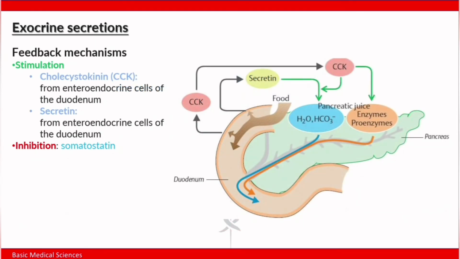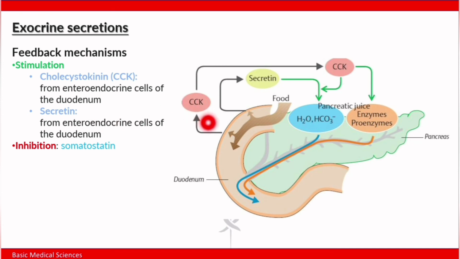Let's talk about the feedback mechanisms, that's regulation of the production of this pancreatic juice, right? So this pancreatic juice production is stimulated by two main hormones, cholecystokinin, CCK, and secretin, right? So cholecystokinin is produced by the enteroendocrine cells of the duodenum, the I cells, and secretin is produced again by the enteroendocrine cells from the duodenum. This will be S cells.